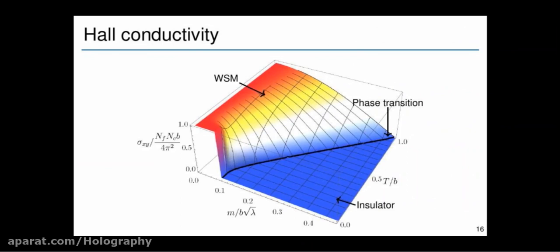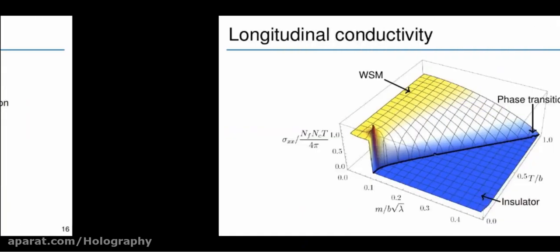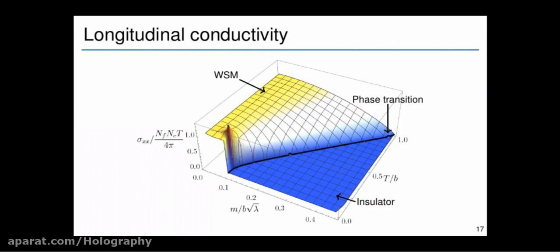And this thick black line shows the phase transition, and you can see that the small m over b phase always has this Hall conductivity, whereas the large m over b phase always has vanishing Hall conductivity. And then at non-zero temperature, the small m over b phase also has non-zero longitudinal conductivity, whereas the large m over b phase has vanishing longitudinal conductivity. So that's why we identify this phase as an insulator.